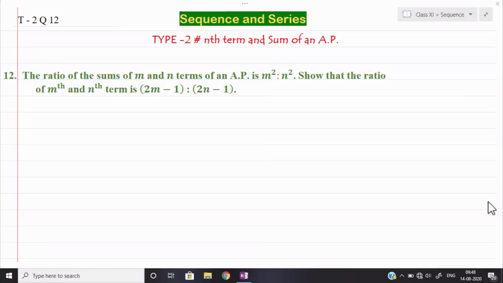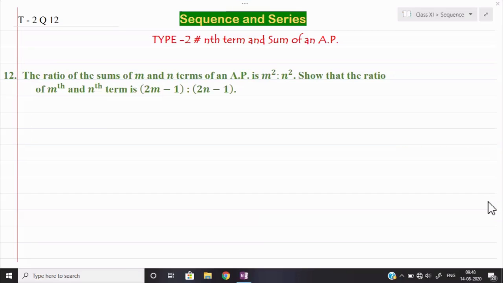Okay. Now they are saying show that the ratio of their mth and nth term is 2m minus 1 ratio 2n minus 1. Means we need to bring the ratio of their mth and nth term over here. Okay, that we need to prove here. So let us see how we can start the question.